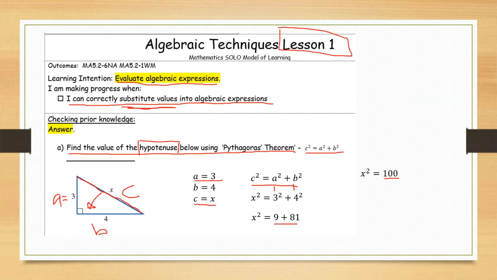And we've got x squared equals 100, so what number times itself equals 100? Or we can use the square root function. So x equals 10 units. So this is the important step here, x squared to x. x squared equals 100, x equals square root of 100.